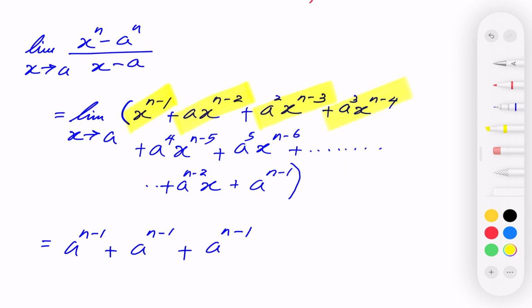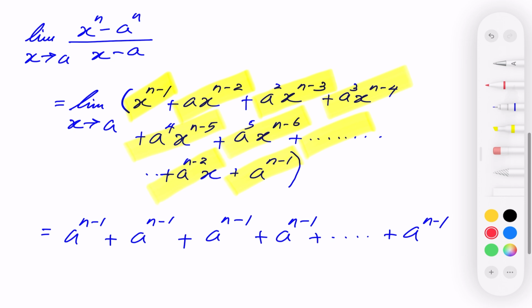Look at that fourth term. It's a to the third power times x raised to the n minus fourth power. When that x is replaced by a, that term becomes a to the third power times a raised to the n minus fourth power. Then when you simplify, that also becomes another a raised to the n minus first power. Likewise, you can see that characteristic with each of the terms in that polynomial. Even the last term, everything is going to be just a raised to the n minus first power.